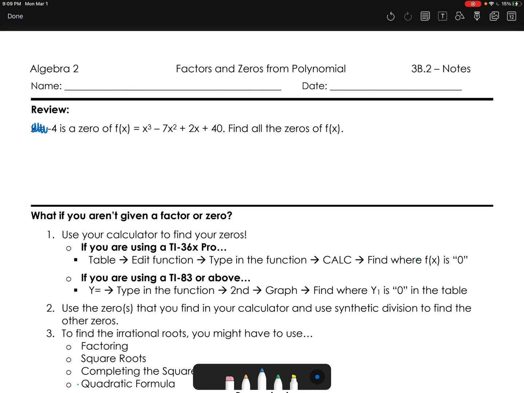So the first thing I mentioned in class is you need to change this to x equals 4. That was my mistake, so sorry, typo. And we're going to find the zeros.